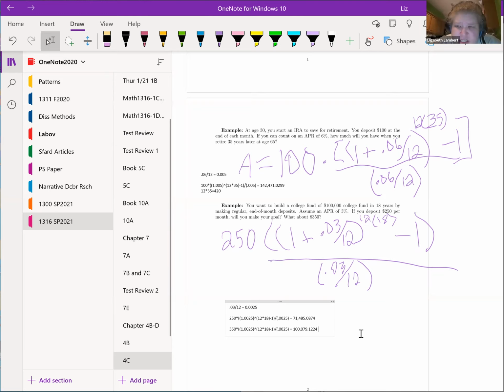Now, what I started to do, we could actually back solve to figure out the exact payment that would get you exactly 100,000 and like a tiny bit of change. But 350 is probably the first nice number that ends in a 0 that works.